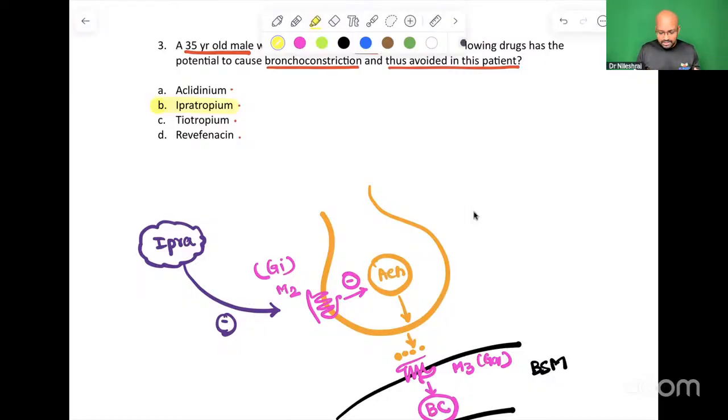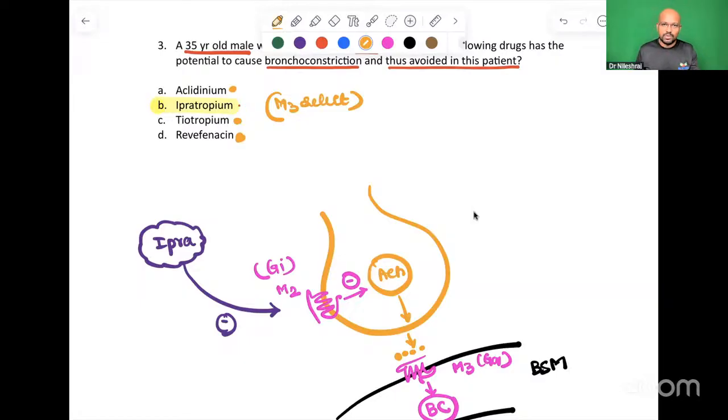So what about the other drugs, sir? Aclidinium, tiotropium, revefenacin, all these drugs are also antimuscarinic agents, but these drugs are more M3 selective, whereas ipratropium bromide is not M3 selective. It will bind with both M2 and M3. That's why the answer for the question is option B. Yes, Dr. Indu Sumit, the answer is option B, my dears.